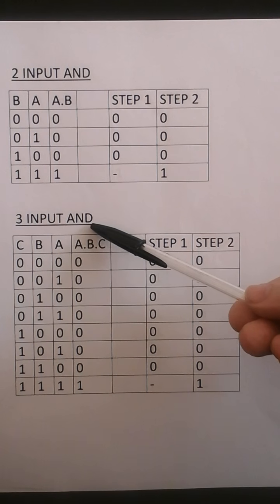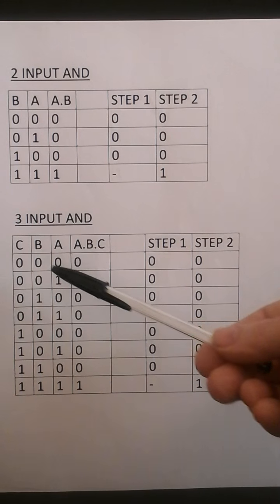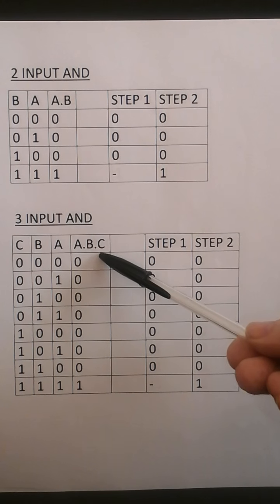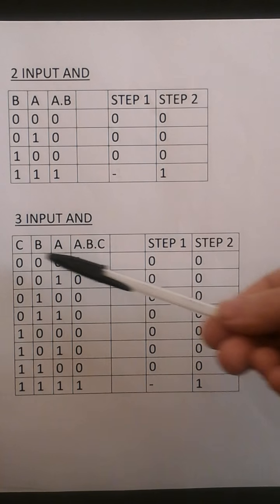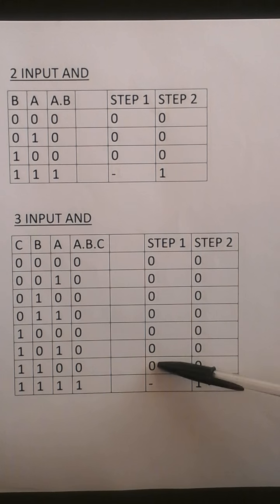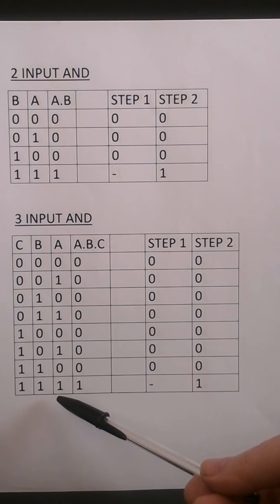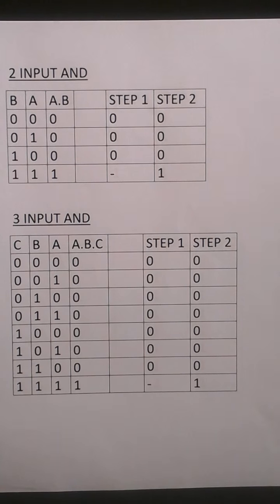For a 3 input AND function, you have A, B, C input variables. The function is A and B and C. Step 1, look for the zeros on any of the inputs and put it on the output. And lastly, the only combination left is when all the inputs are 1, which the output is a 1.